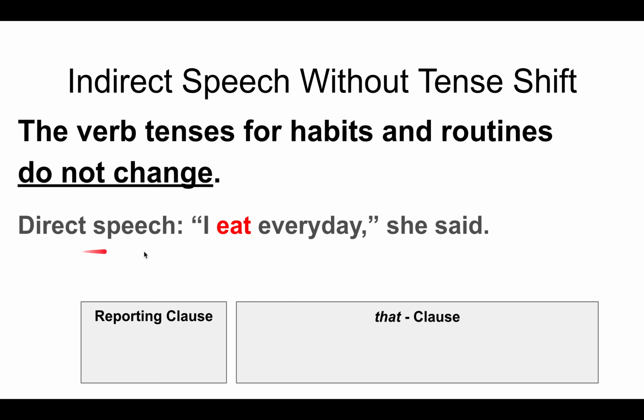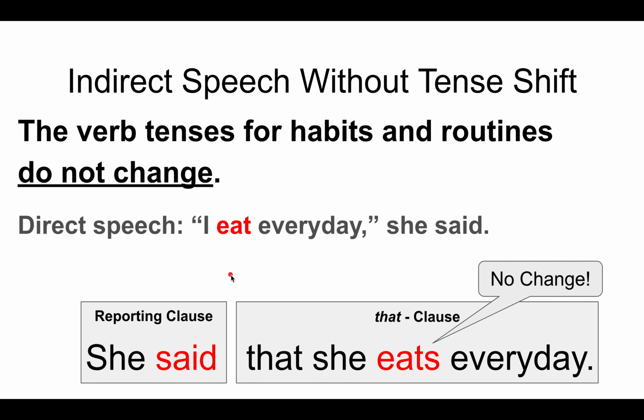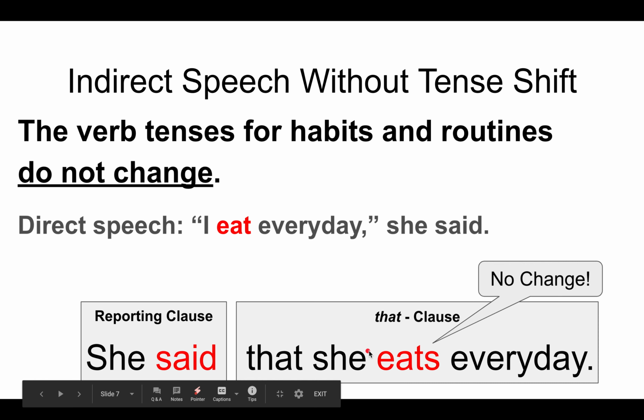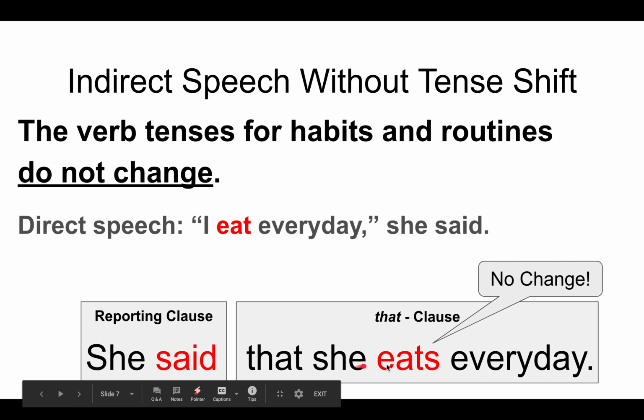So for example, direct speech, I eat every day, she said. For my reporting clause, for indirect speech, I would say, she said that she eats every day. And there is no change. The only change is that we add an S because it's she, not I, but it is still the simple present. It has not been backshifted. Okay, so direct speech, I eat every day, she said. She said that she eats every day. Okay, good. Now we're going to talk about actions in progress.